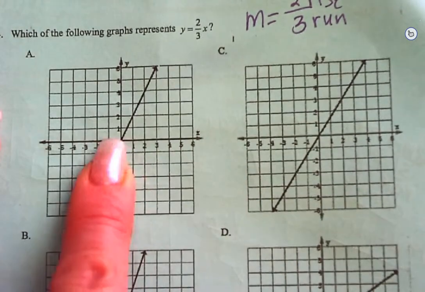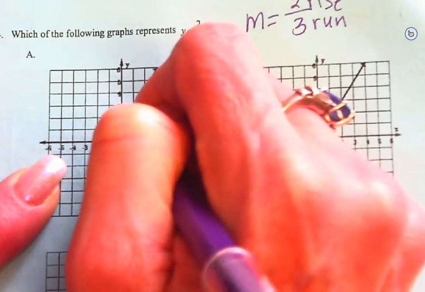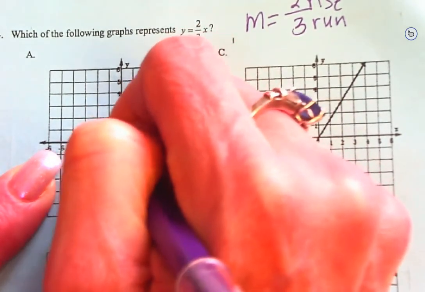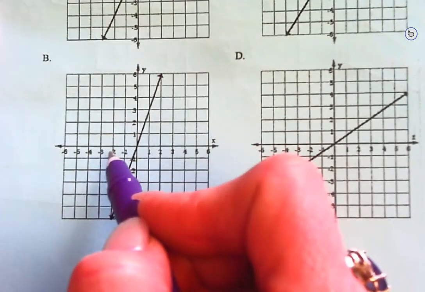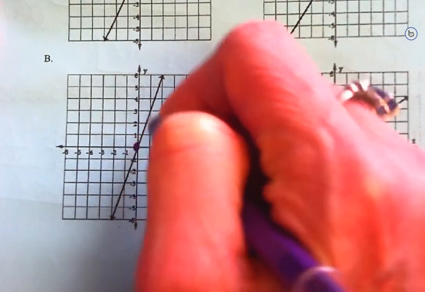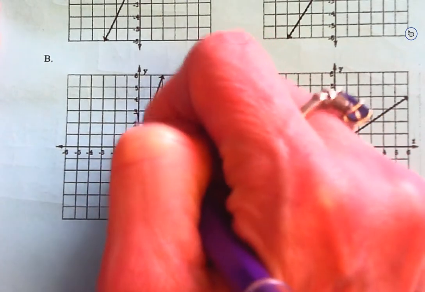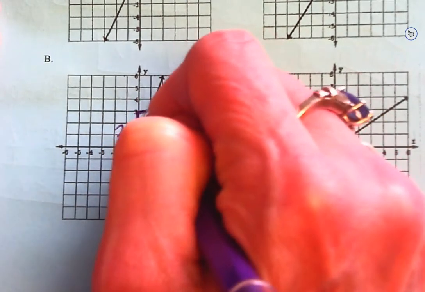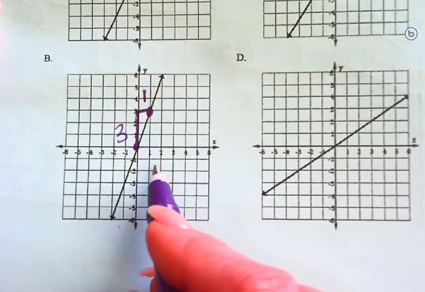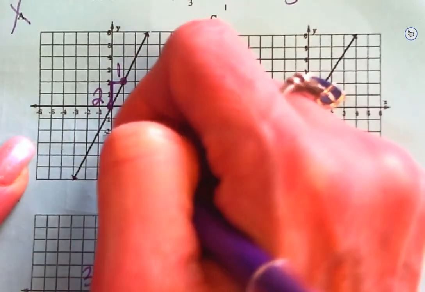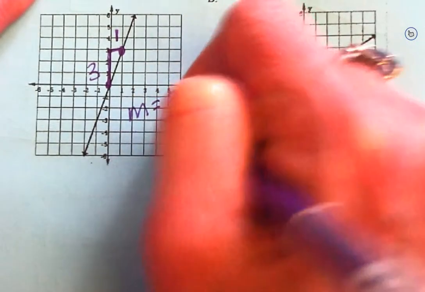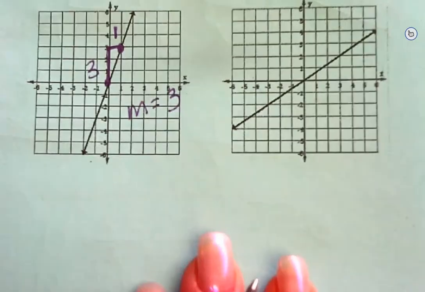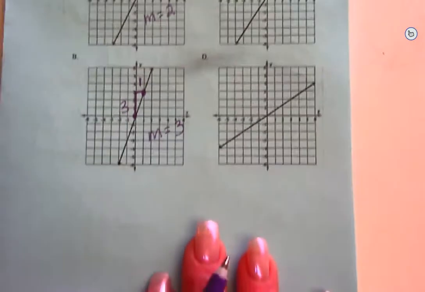So I'm going to calculate the slope for each one. This point and this point, I go up 2, I go over 1. Is that 2/3? No. B, down here, I'm going to look at this point and this point. How much do I go up? 3. How much do I go over? 1. What's the slope? Okay, so this, let's label that. This, the slope is 2. This, the slope is 3. So far, have I found my answer? No. Let me zoom out here.